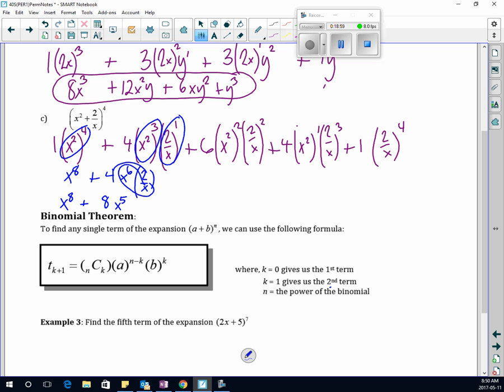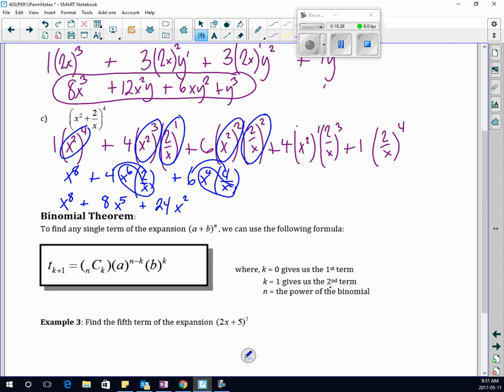Okay, next one. I'm going to get 6. What do I get out of this concoction there? x to the power 4. What do I get out of this concoction here? 4 over x squared. So now I'm going to multiply the 6 times the 4, and I get 24. And what does this simplify to be? x to the power 4 over x squared.